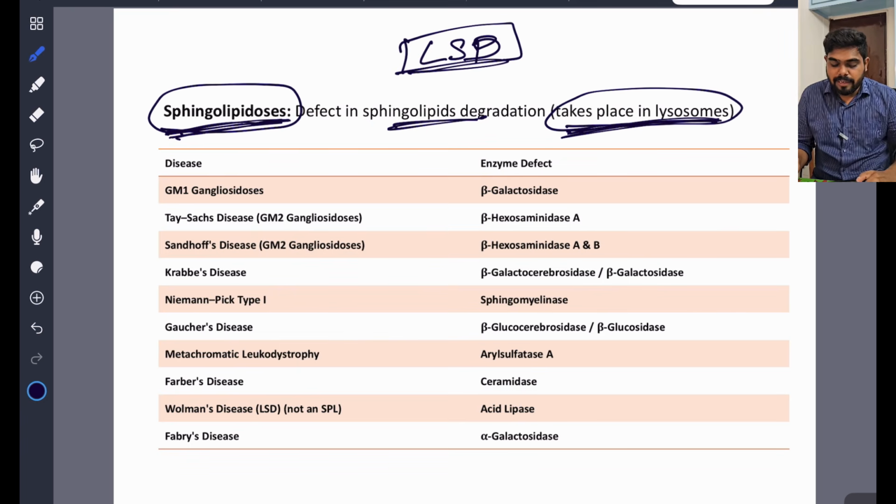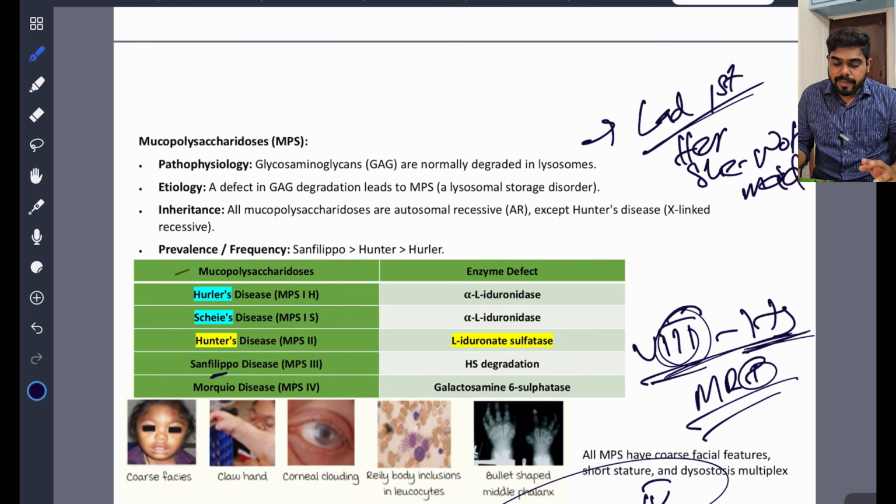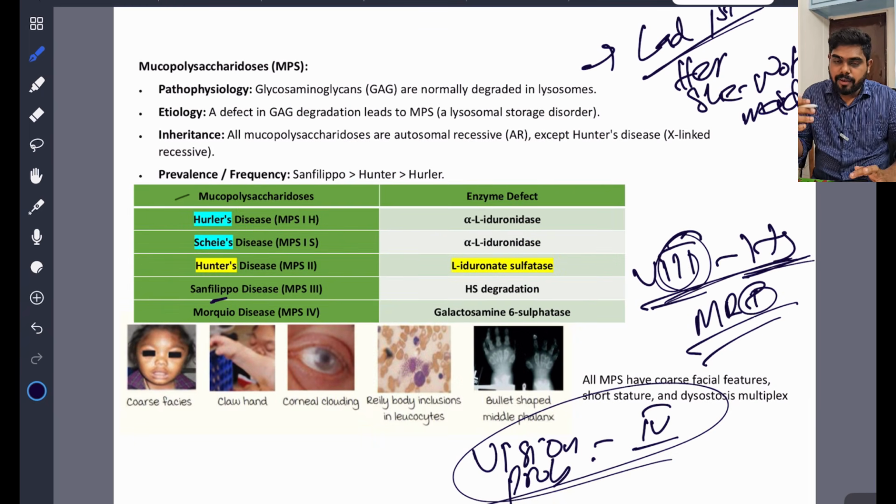So never forget: ladies first. Hunter has clear vision. And Sanfilippo is a high school 8th class, 3 for heparan sulfate degradation, and he's having only a mental problem. He's physically fine and his vision is good. And Morquio has only the vision problem. Everything I explain in a very simple way.